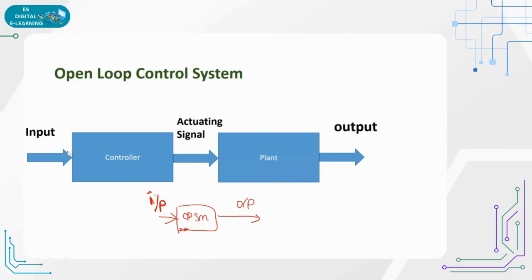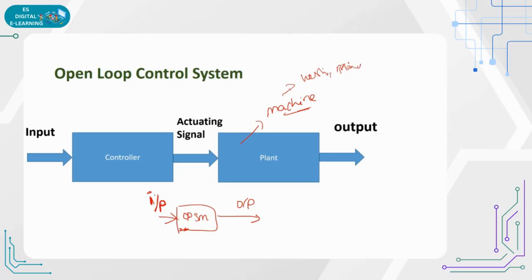This is the open loop system. We give the input to the controller and activate the signal, meaning we adjust the signal from the controller and give it to the plant. Plant is nothing but the machinery here. The machine can be anything, like a washing machine or a manufacturing plant.